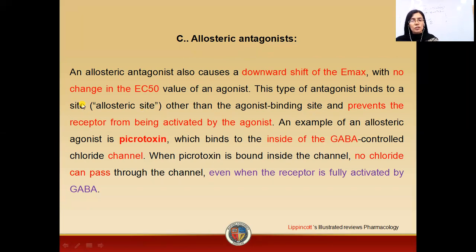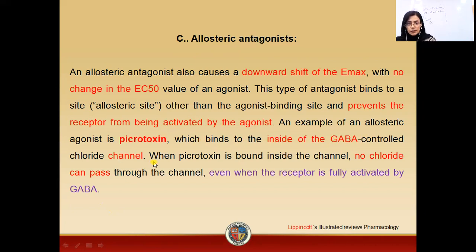However, there will be no change in the EC50. So they prevent the receptor from activation by the agonist. Here in this case, we have the example of picrotoxin, which binds to the GABA receptors. But they are actually binding inside of the GABA receptors. They are binding themselves inside of the GABA chloride channels.